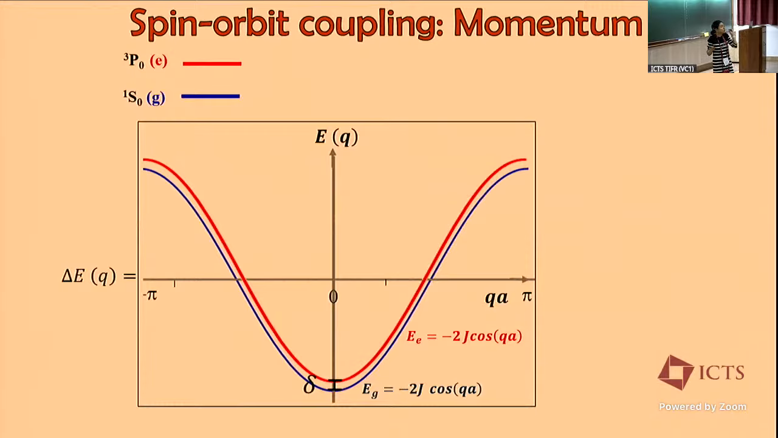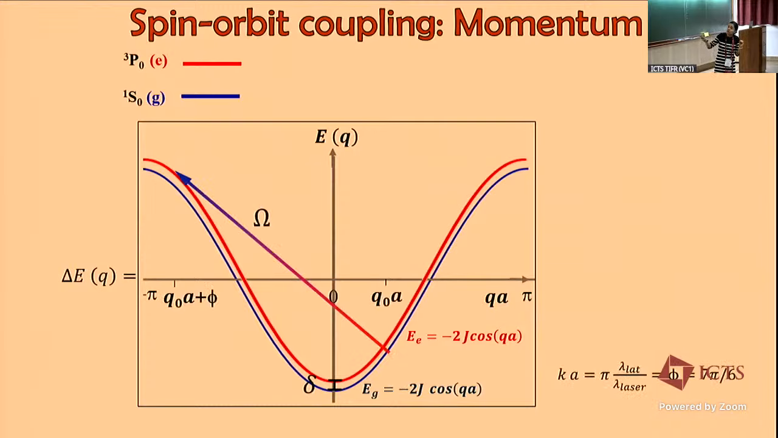But now we know that momentum is conserved. So if I take an atom from the ground state and move it to the excited state by absorbing a laser photon, the photon that it absorbs from the laser has significant momentum and therefore connects an atom with quasi-momentum q naught in the ground state to a quasi-momentum q naught plus the momentum of the laser absorbed from the photon. So this means that I have a spin flip that is accompanied by a change in the motion. Another way to visualize this is that it connects the ground and excited states at different quasi-momenta.